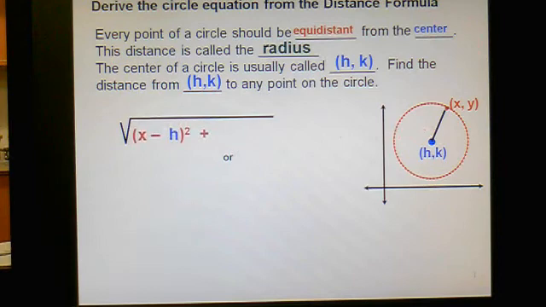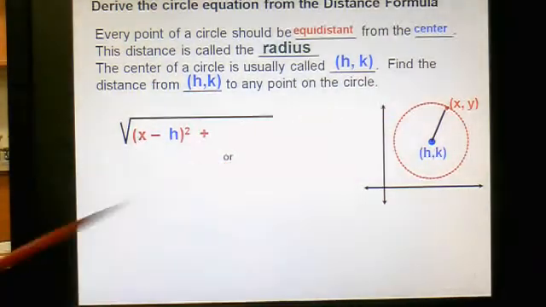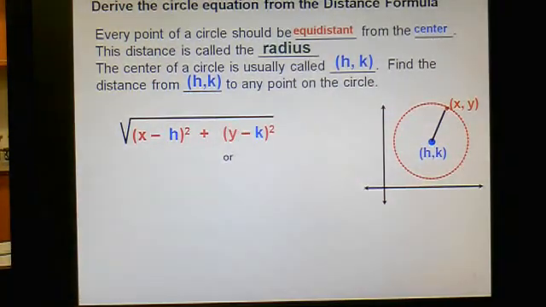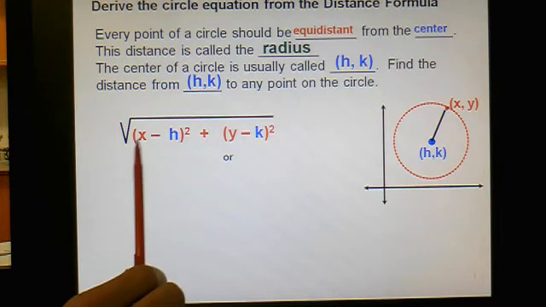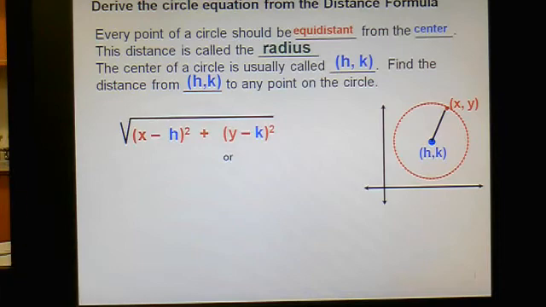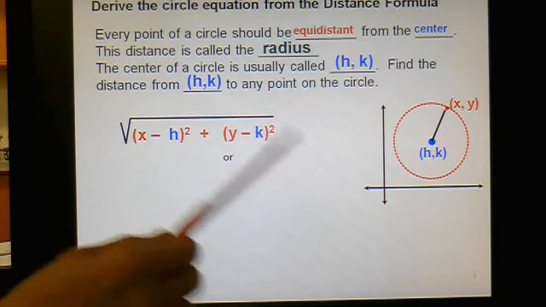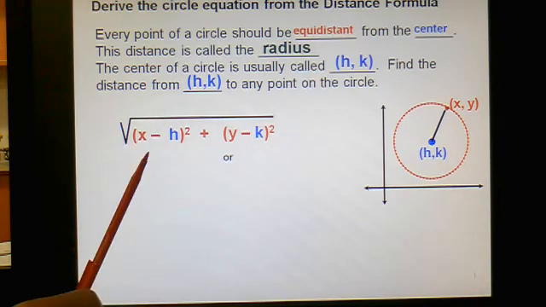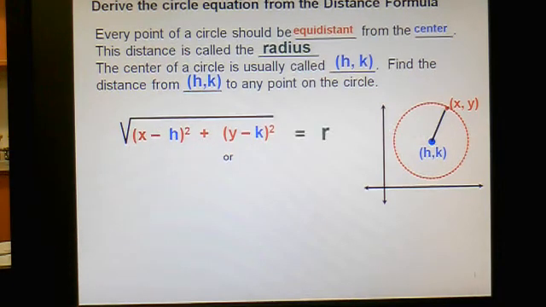I've got a big square root. I'm going to subtract x and h. That's like finding the run. To find my rise, I would have to subtract y and k. And you might have this switched on your paper. Usually they're written in this order, but it doesn't really matter. If you switched them around, it would still be okay, just a different version of it. And of course, this distance that I'm finding, the distance formula, is the radius of the circle. So I'm going to set that equal to r.